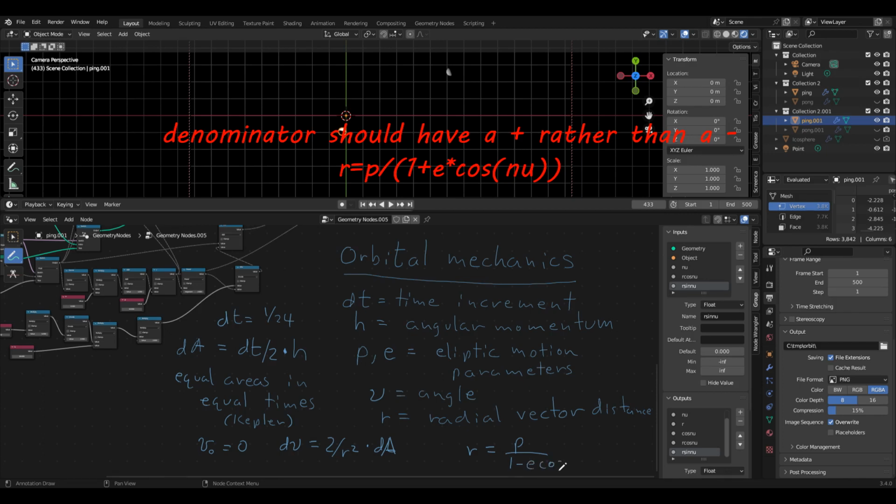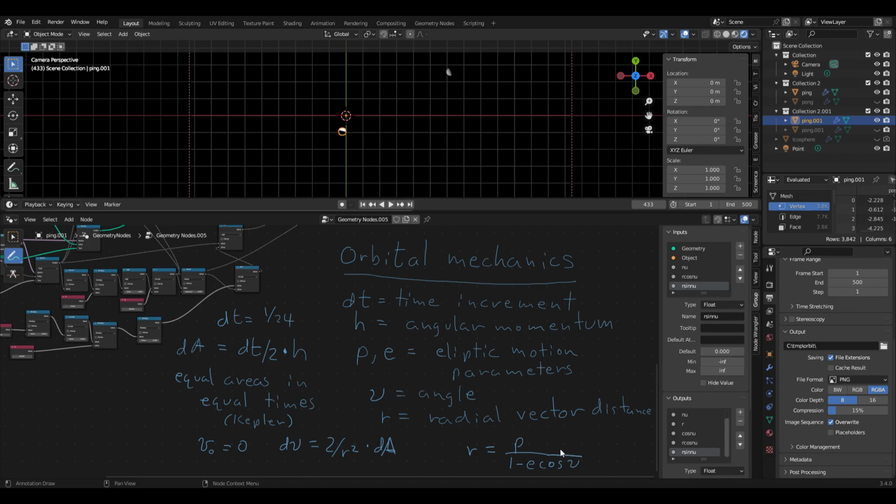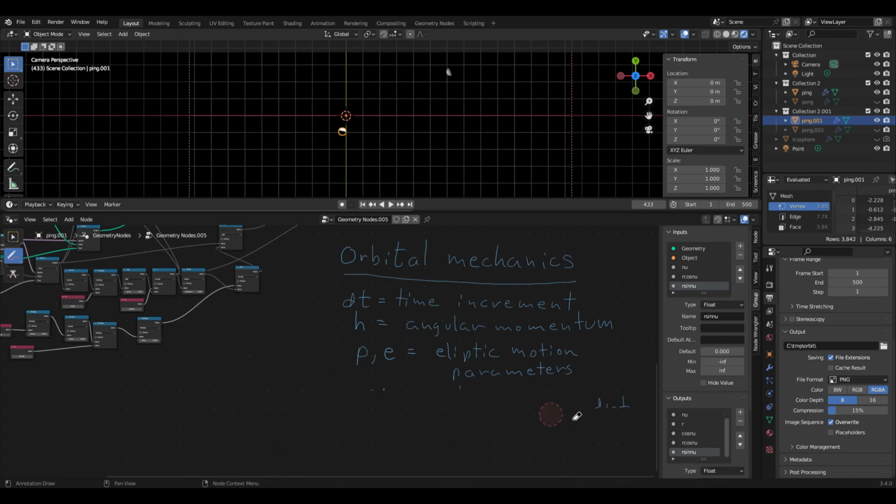And then the delta nu, sorry I wrote v there, but that's the v naught equals 0. It's 2 over that distance times the change in area. And this is the equation for what that distance is. It's p over 1 minus e, which is the eccentricity, times cosine v.